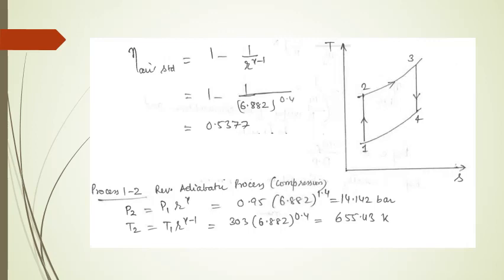Now we have drawn the TS diagram here for the Otto cycle. Process 1 to 2 is basically a reversible adiabatic compression process. So the relation between pressure and compression ratio is given by the formula P2 is equal to P1 into r raised to power gamma, and the value of P2 comes out to be 14.142 bar. Similarly, the relation between temperature and compression ratio gives T2 equals T1 into r raised to power gamma minus 1, and the value of T2 comes out to be 655.43 Kelvin.